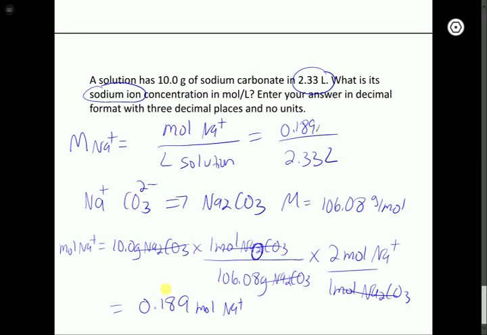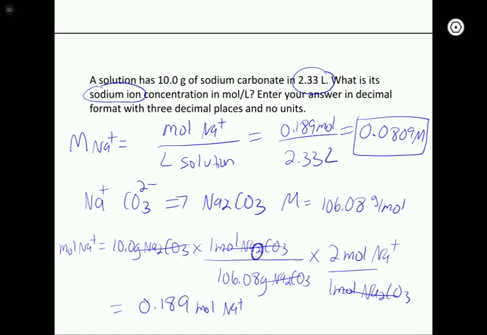So we put that back up here into our molarity formula. We divide by 2.33, which is the volume, and we get a sodium ion concentration of 0.0809 molar. Okay, so when we have ionic compounds, we can define concentrations for each ion individually, and we have to take into account how many of each of those ions are in the compound that we're dissolving.